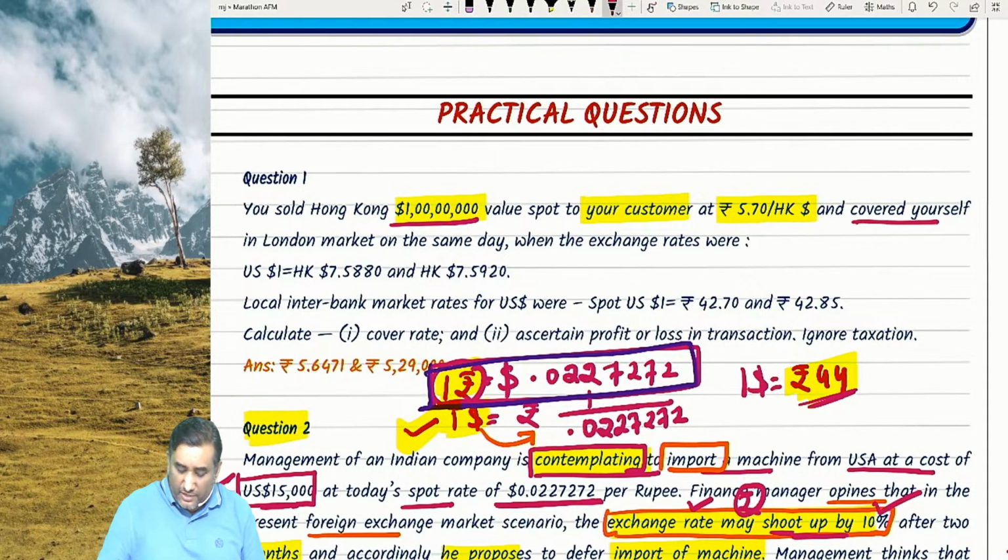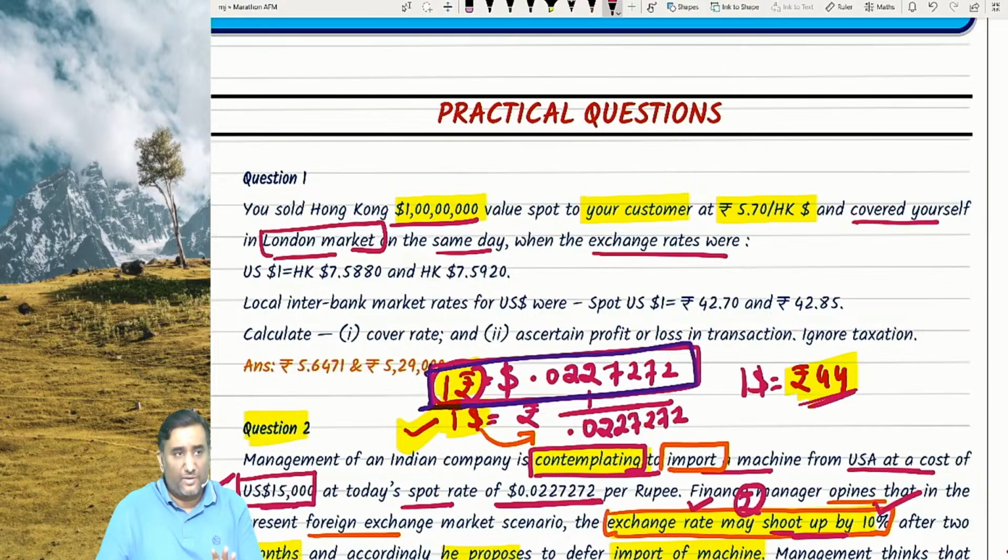And covered yourself in London market on the same day. It's not that you went to London. On the laptop you would have opened that market. In London market you covered on the same day when exchange rates were given. Covered means basically, I am a shopkeeper. Customer came to me and said I need Hong Kong dollar. Cake order. He gave me the cake order. Say I have a birthday party, I need a cake. I would have given the cake order to someone else. This is exactly what happens.